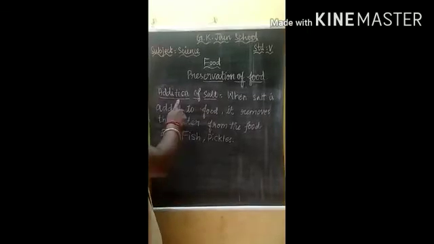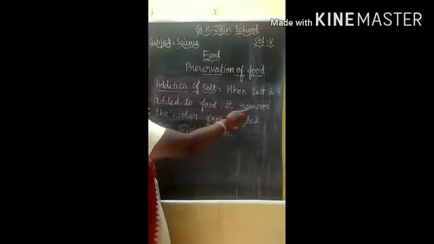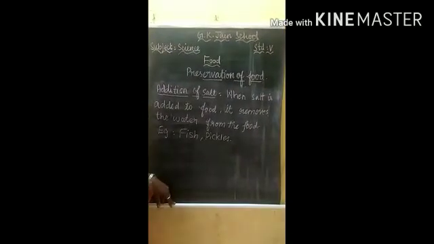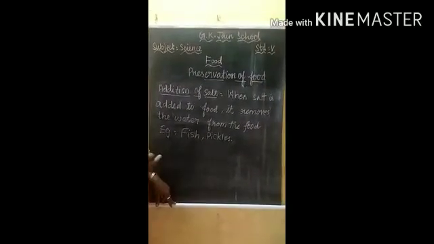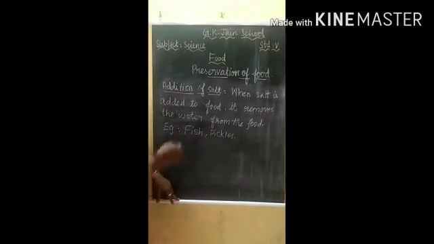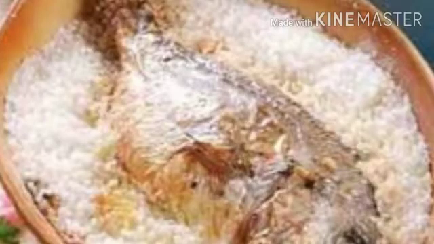The next method is addition of salt. When salt is added to food, it removes the water from the food. That means the moisture is absorbed by the salt, so the food will not get spoiled. Examples for the addition of salt are fish and pickles. When you taste the pickles, they are a little bit salty. Because of the salt only, the pickles are not spoiled. For dry fish also, they add a lot of salt for this process.